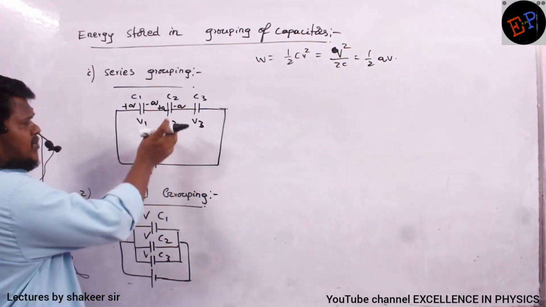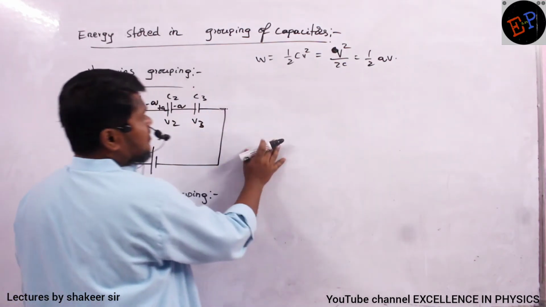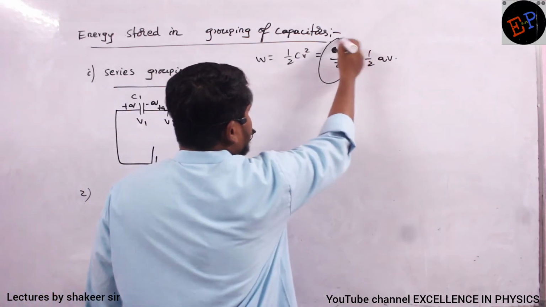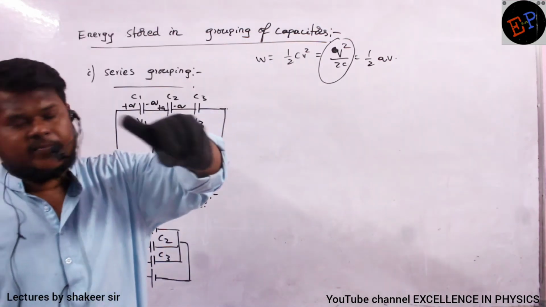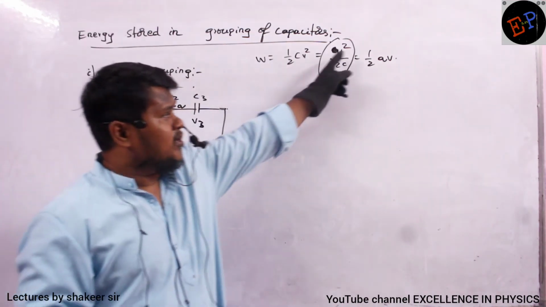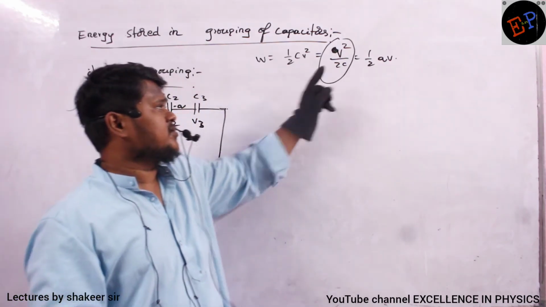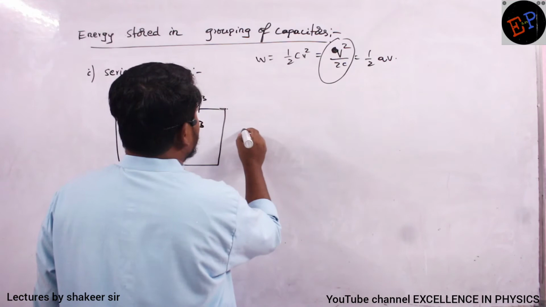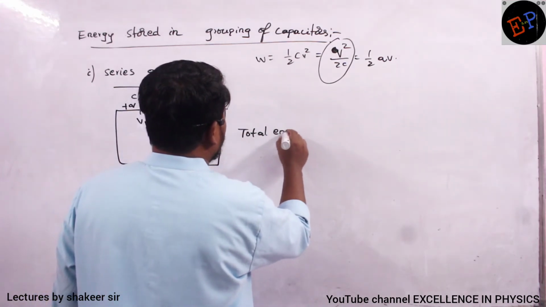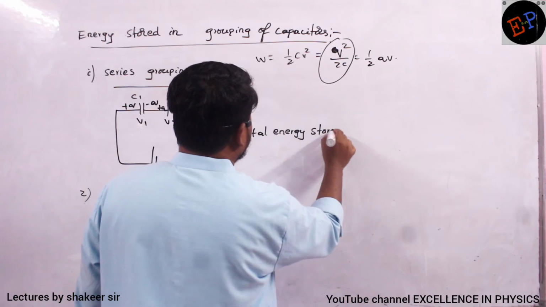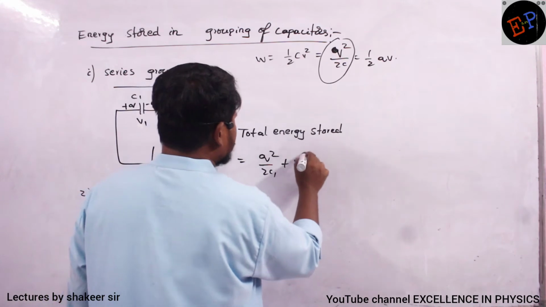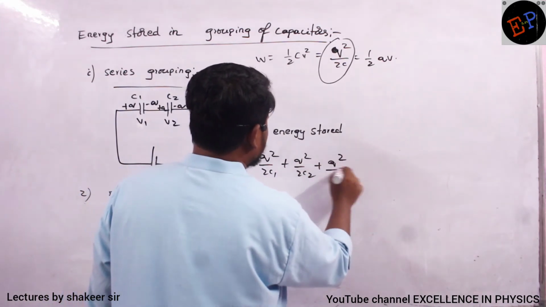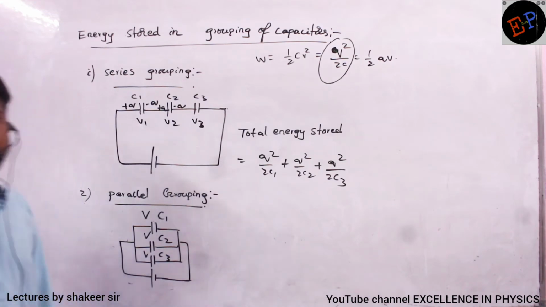So therefore, to represent energy, which equation is better? I had better use this equation, no? Clear? Why? Because the charge stored on every capacitor is the same. Capacitances may be different, and potential difference may also be different. So I can use this relation. For example, I can write the total energy stored is equal to Q square by 2C1 plus Q square by 2C2 plus Q square divided by 2C3. I can write it like this, no?